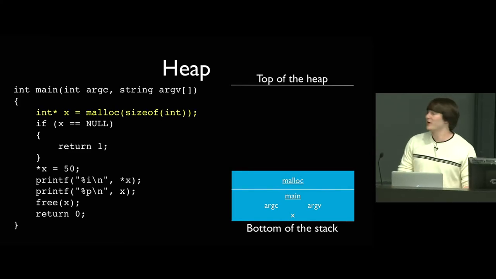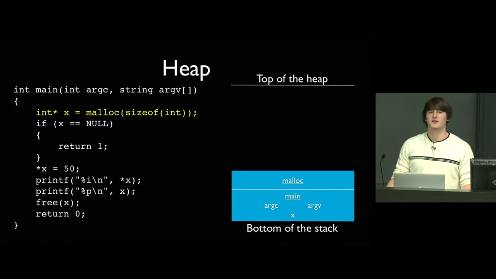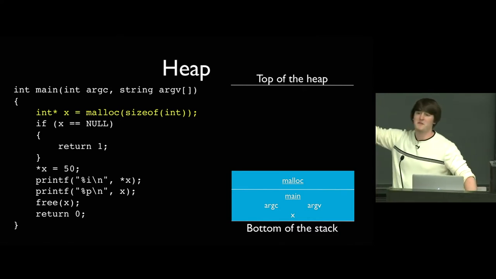So we're going to iterate through this program. First thing we have is a call to malloc. So we're making a call to malloc. Malloc is a function. It's going to get a stack frame.